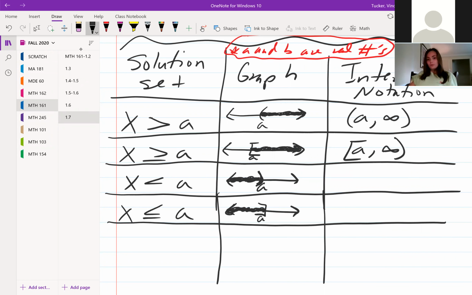Now for your interval notation, make sure you're careful. A lot of times people make a mistake with this in reading it from left to right. So what's furthest to the left is negative infinity. So we're going from negative infinity to a. Parentheses on both. Here, negative infinity to a. Parentheses on your infinity sign, bracket on your a.